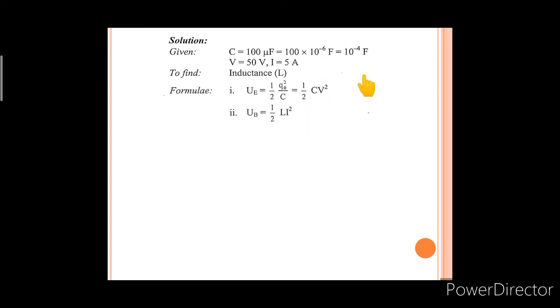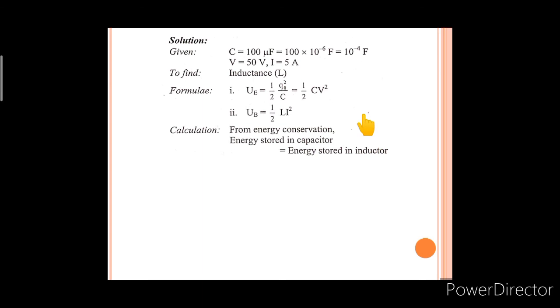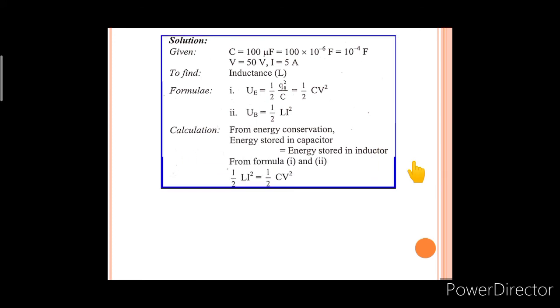The formula we are going to use: the energy stored in the electric field or in the capacitor is half Q0 square upon C, which is further written as half CV square. And the second formula: the energy stored in the magnetic field or in the inductor is given as half Li square. By using the conservation of energy, energy stored in the capacitor is equal to energy stored in the inductor. That means UE is equal to UB, and hence half CV square is equal to half Li square.